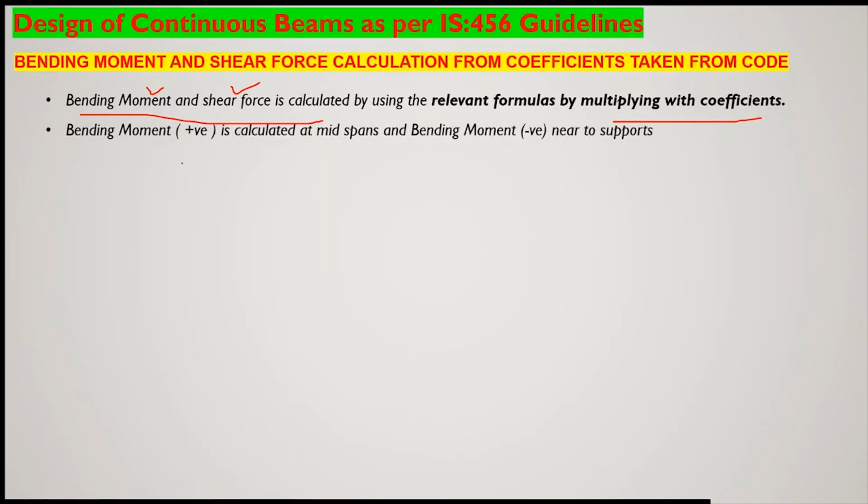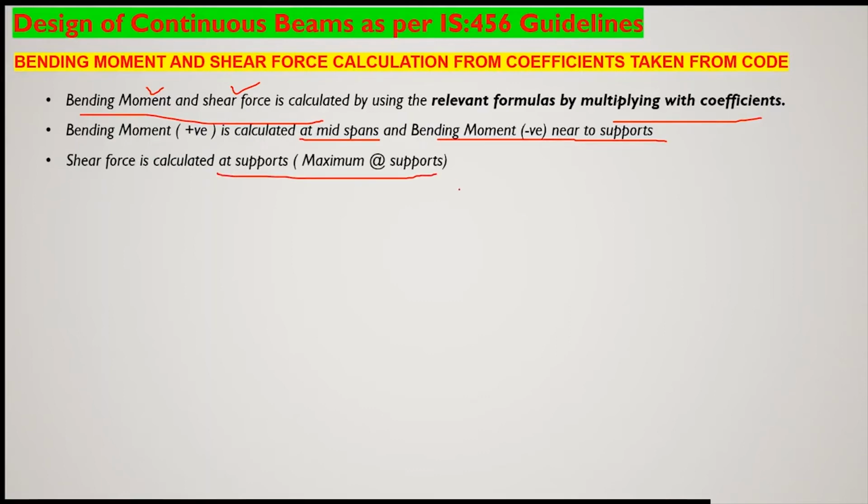Bending moment, as we discussed, positive bending moment is calculated at mid-span and negative bending moment near the supports. Shear force is calculated at supports because we know that shear force is maximum at the supports, that means supports are having critical shear force. Now let us try to understand how to calculate bending moment in case of a continuous beam or continuous slab.